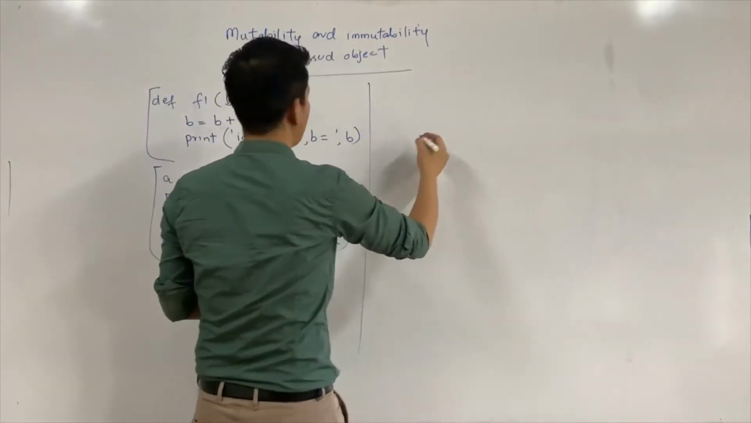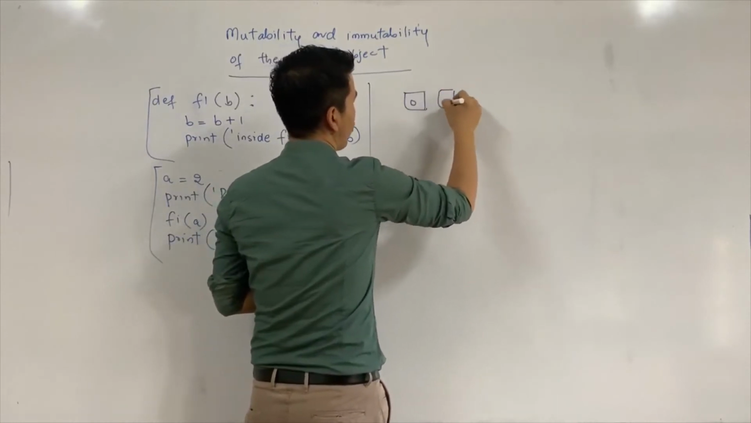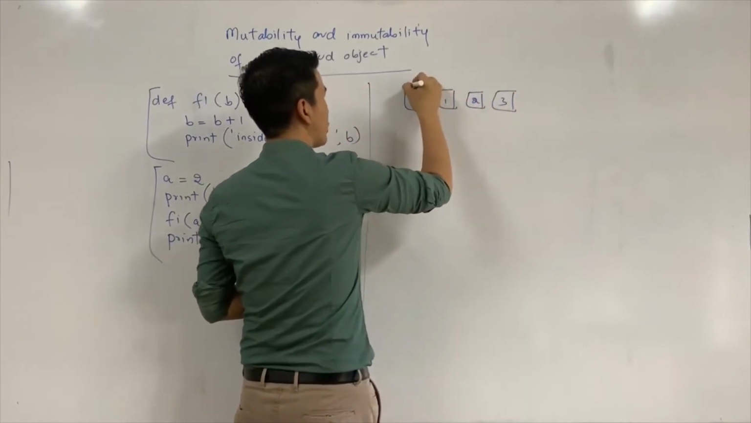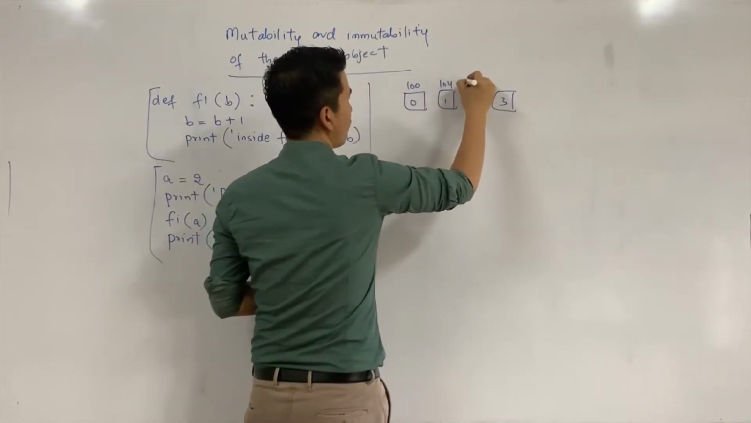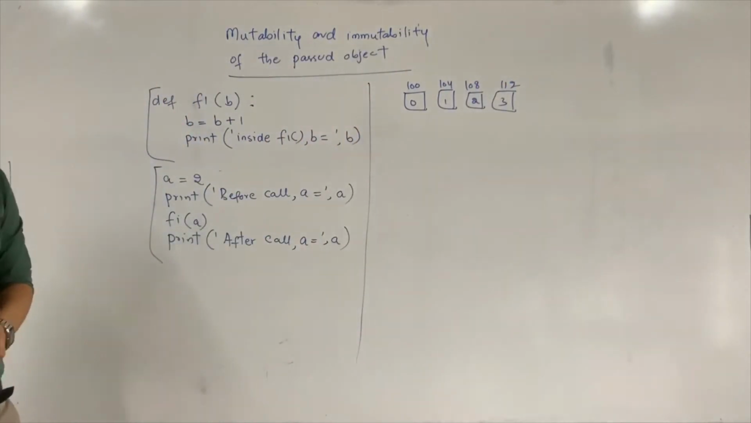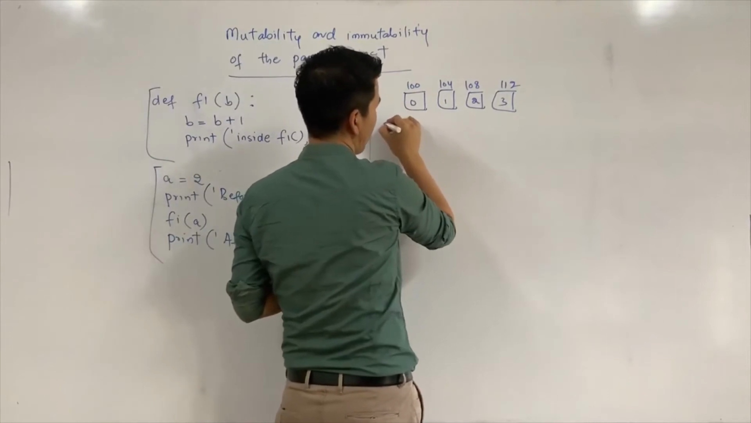So you will have something like this. Again, you will have here 0, you will have 1, you will have 2, and then you will have 3. So 100, 104, 108, and then you have 112. Okay? And now this is the data space, right?